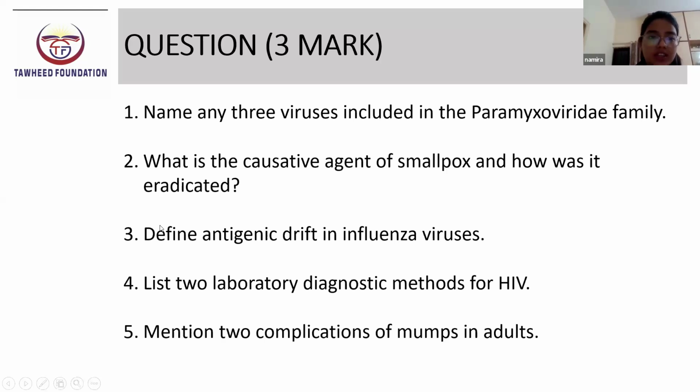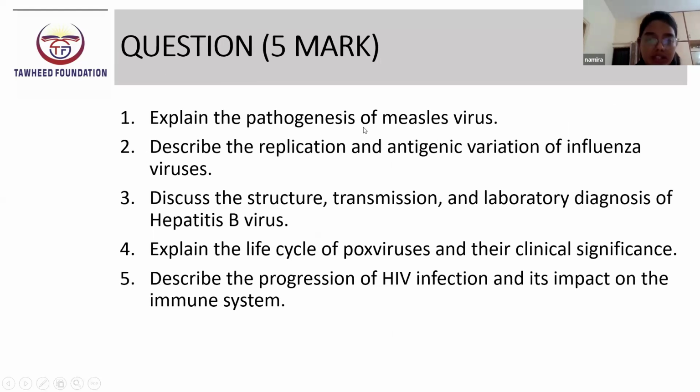For 5 mark questions: first, explain the pathogenesis of measles virus. Second, describe the replication and antigenic variation of influenza virus. Third, discuss the structure, transmission, and laboratory diagnosis of hepatitis B virus. Fourth, explain the life cycle of pox virus and their clinical significance. And last, describe the progression of HIV infection and its impact on the immune system. So that's all for today.